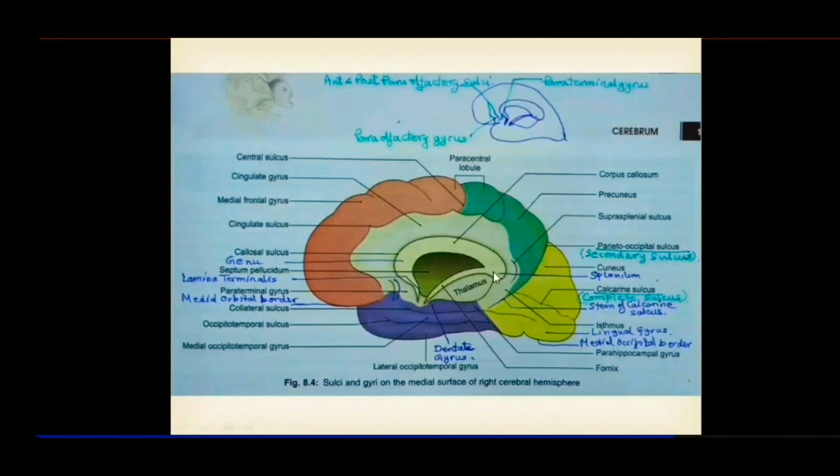And the area between the splenium and the supra-splenial sulcus, right? This is called the isthmus. So the parahippocampal gyrus, which is medial to the collateral sulcus, has this continuity, and it is continuous with the cingulate gyrus with the help of this isthmus. Isthmus is between the splenium and the supra-splenial sulcus.